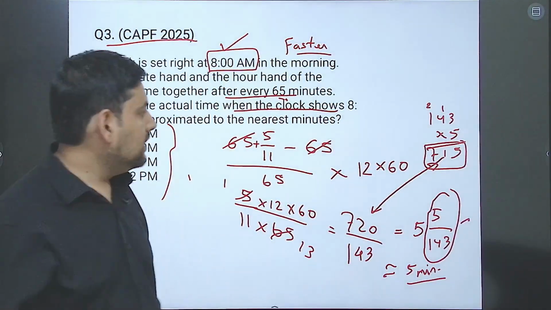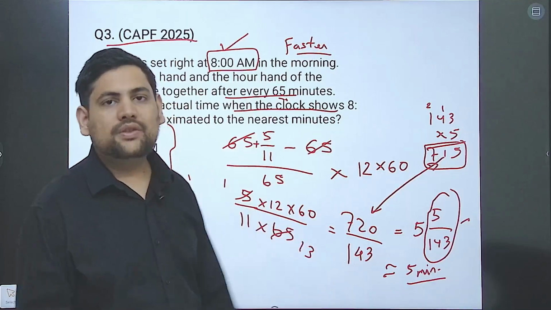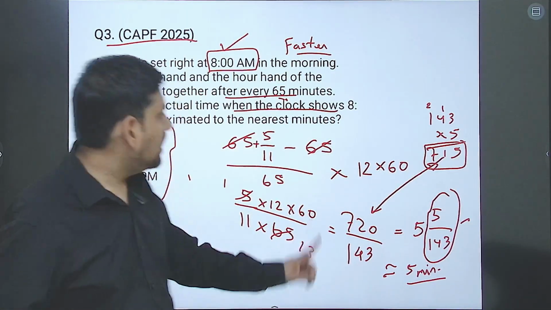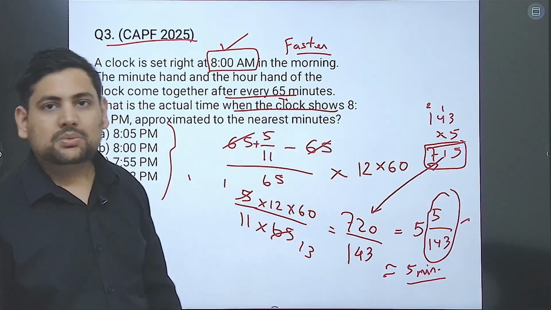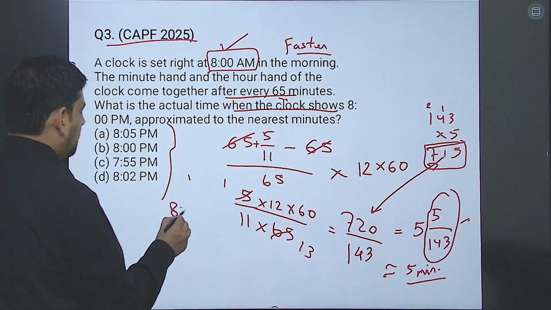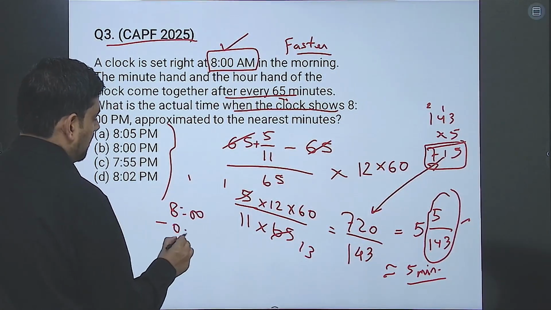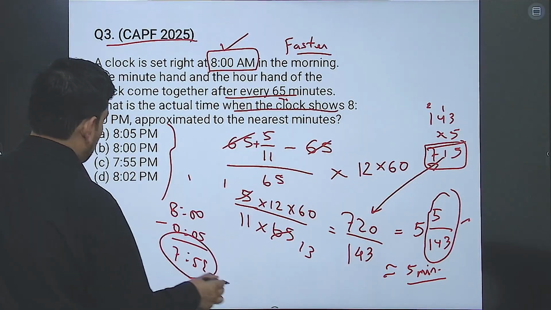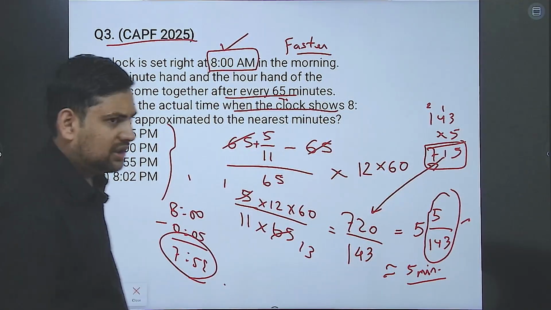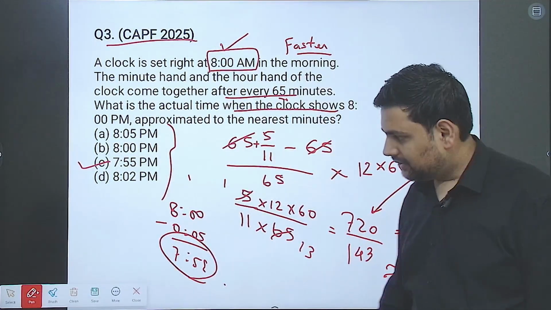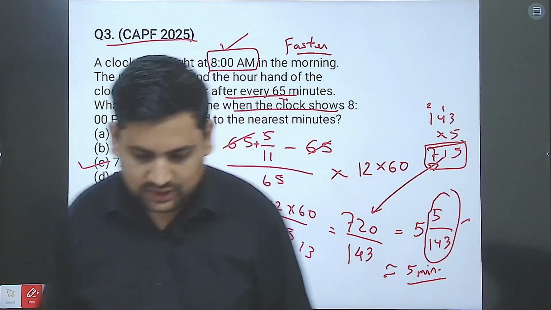So approximately 5 minutes is the gain or loss. But still, eventually you will have to think in terms of 5 minutes ahead or behind. For that, that basic understanding that it meets in less than 65 minutes, that means it is a faster clock. Again, you will take 8 and subtract 5 minutes from it to get 7:55. So the answer becomes C. Understood? Simple? Okay. That's it for this one. Thank you.